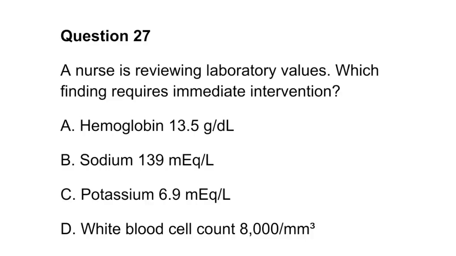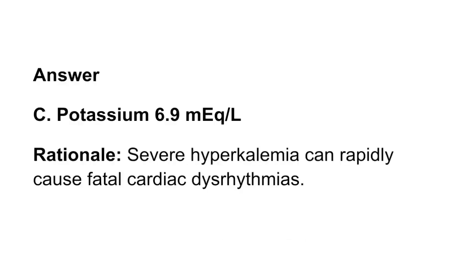C. Potassium 6.9 milliequivalent/L. D. White blood cell count 8,000/mm³. Answer: C. Potassium 6.9 milliequivalent/L. Rationale: severe hyperkalemia can rapidly cause fatal cardiac dysrhythmias.